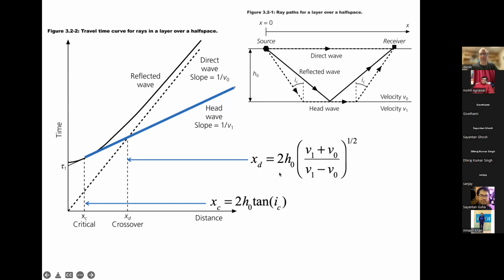And the crossover distance is 2h naught times the square root of (v1 plus v naught) over (v1 minus v naught). So it's going to be a function of the direct wave slope as well as the head wave slope.